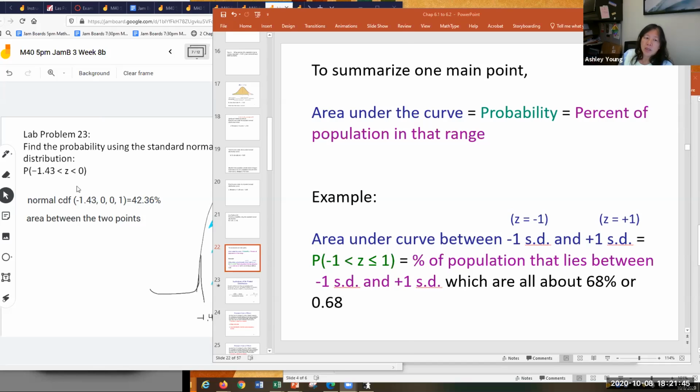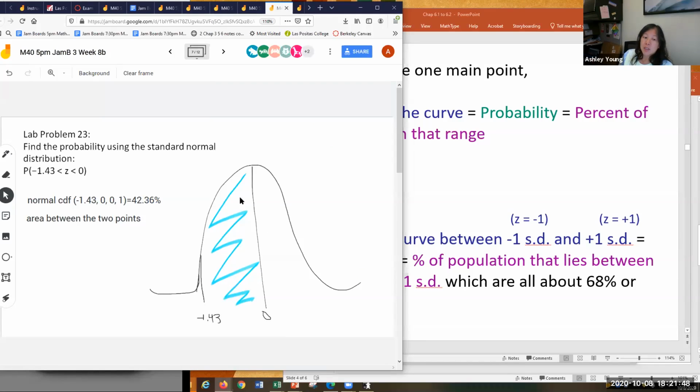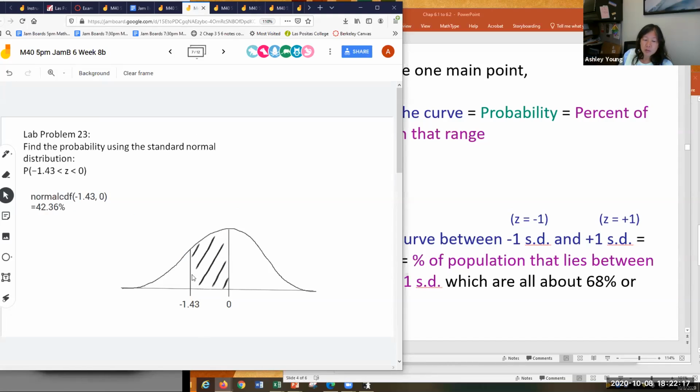Right, so these are all the same thing. The area underneath the curve is the same thing as the probability, which is the same thing as the percent of population that's in this range from here to here. Those all mean the same thing. And actually it's also the same thing as the cumulative relative frequency as well. All four of those things represent the same thing in normal distributions, right? This area underneath the curve is the same thing as the probability because it all adds up to 100%, 1 or 100%. It also stands for the percent of the population that lies between those two z-scores.